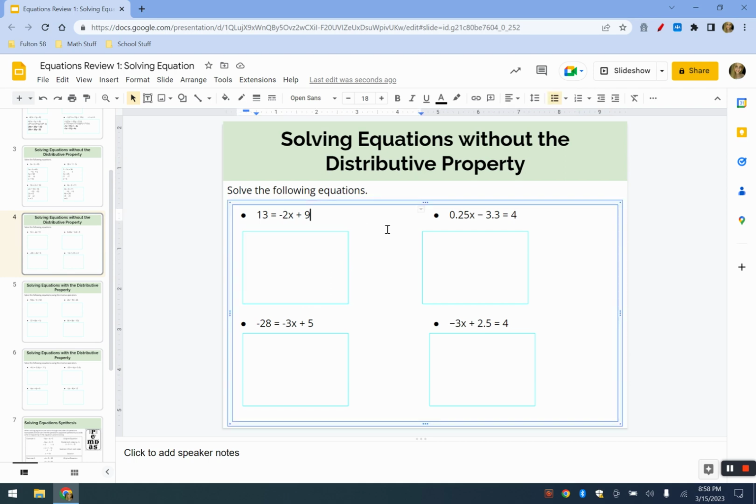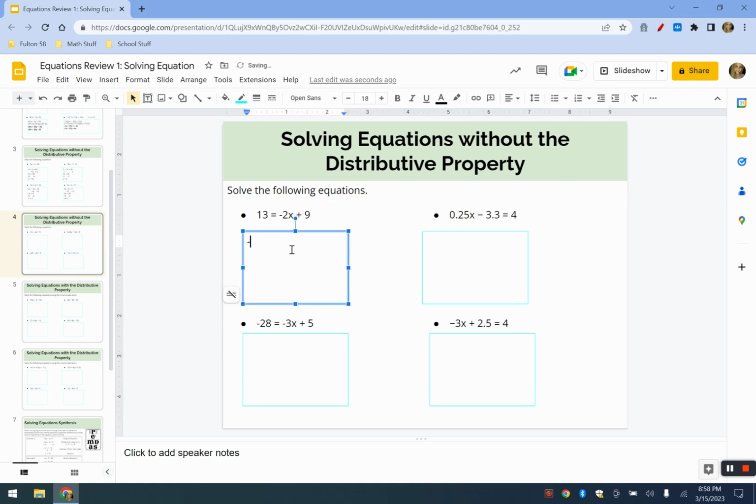Okay, our first equation is backwards, so we are going to rewrite it in the way that we are used to. So we first get rid of plus 9 by subtracting 9 on both sides. I'm left with negative 2x on the left, and 13 minus 9 is 4.